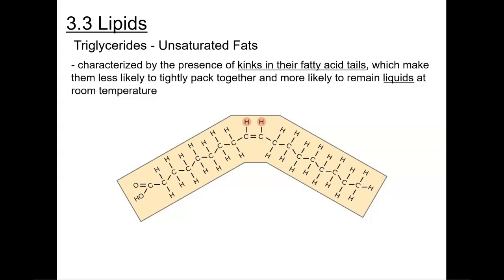Unsaturated fats are characterized by the presence of little kinks in their fatty acid tails. This is called a cis tail. It's going to have that little kink every so often, and that's because of that double hydrocarbon bond that you see there. This makes them less likely to pack tightly together, and they're able to remain liquid at room temperature. So these will be things like your vegetable oils, olive oils, fish oils, things such as that. These will be the ones that are still able to be liquid.